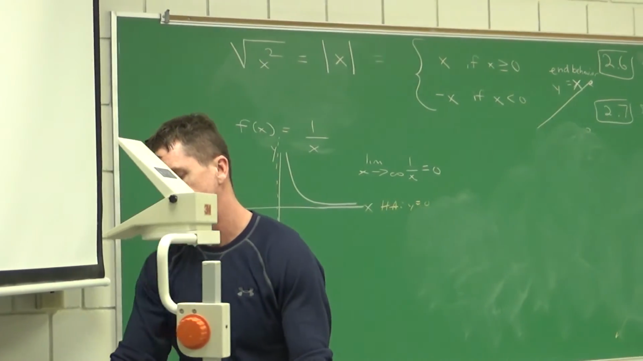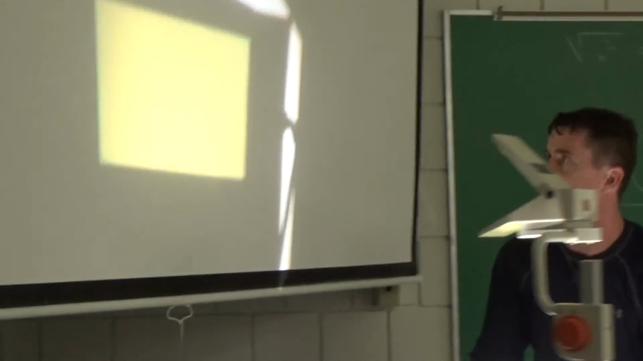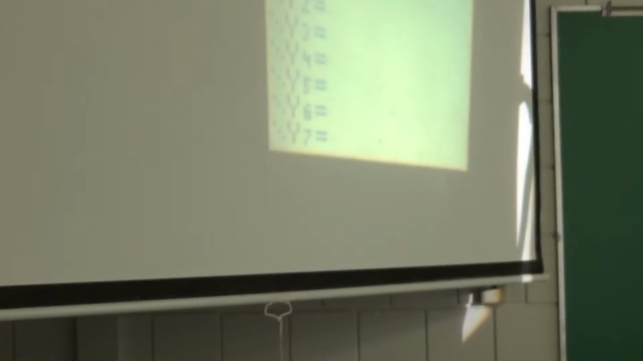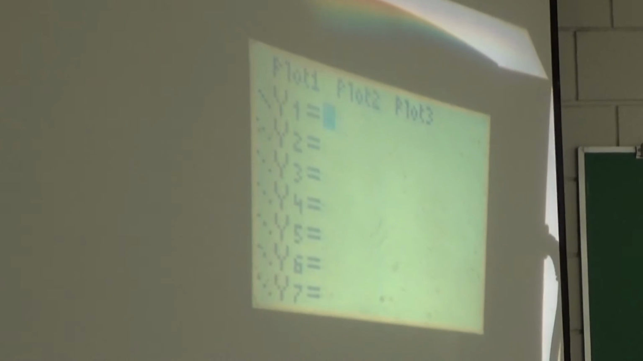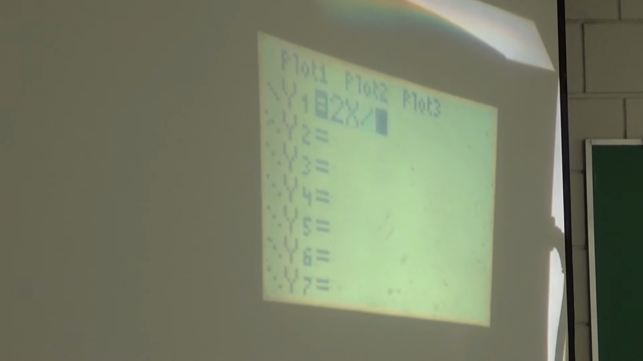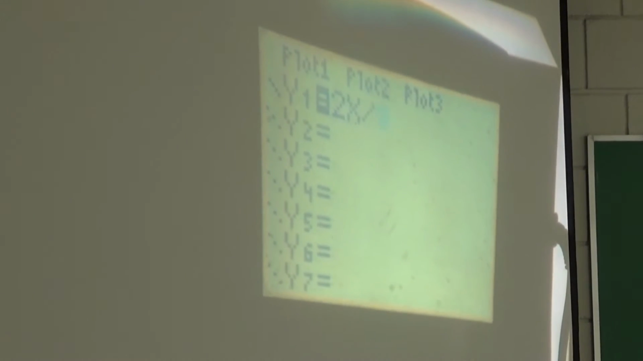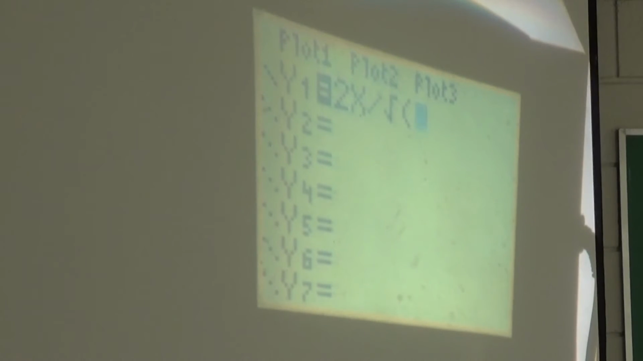Alright. Let's look at this thing. What was the equation? How nice is this? Oh, I've got to turn my plot off. Zoom 6, right? For a nice window. And y equals, what did it have? 2x divided by square root x squared plus x plus 2. How good is it?